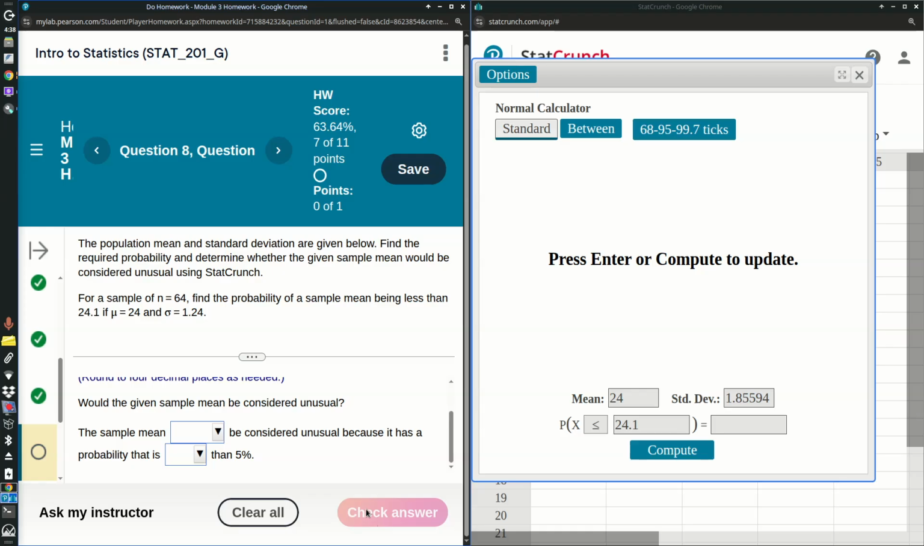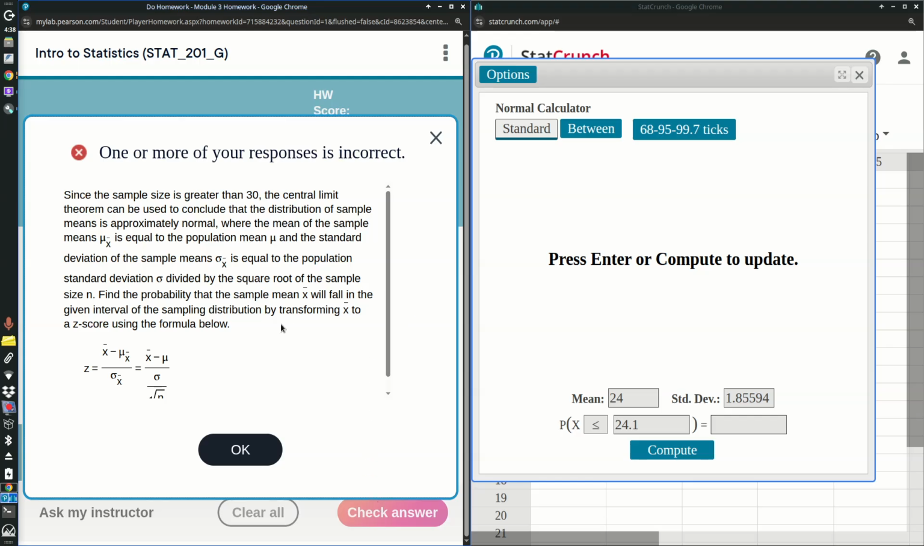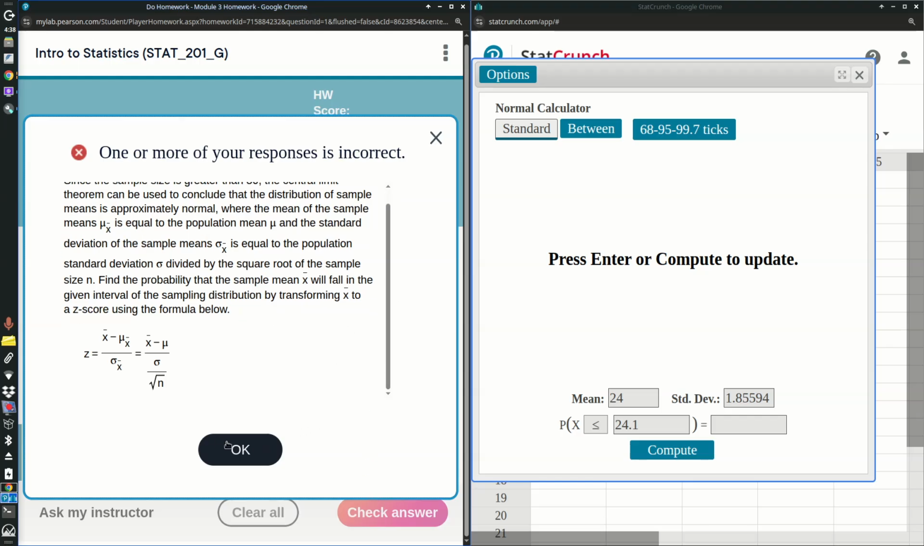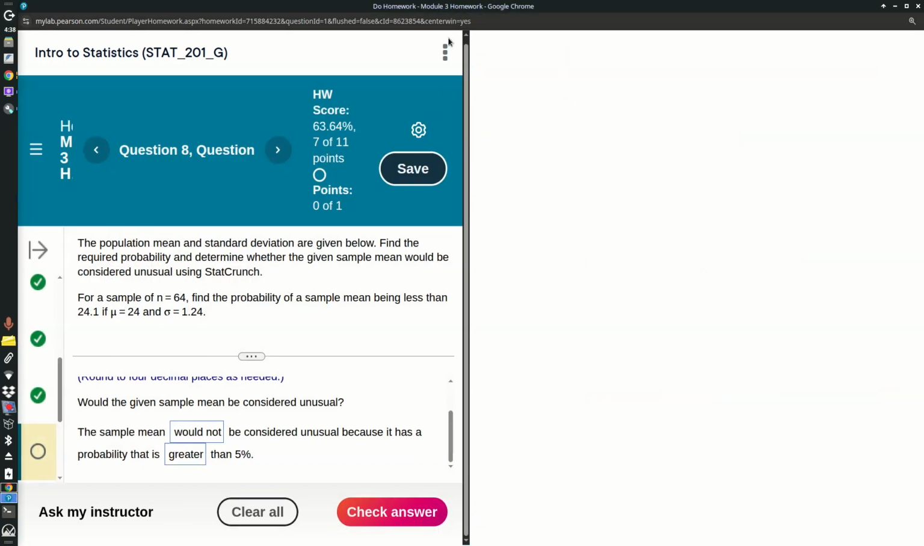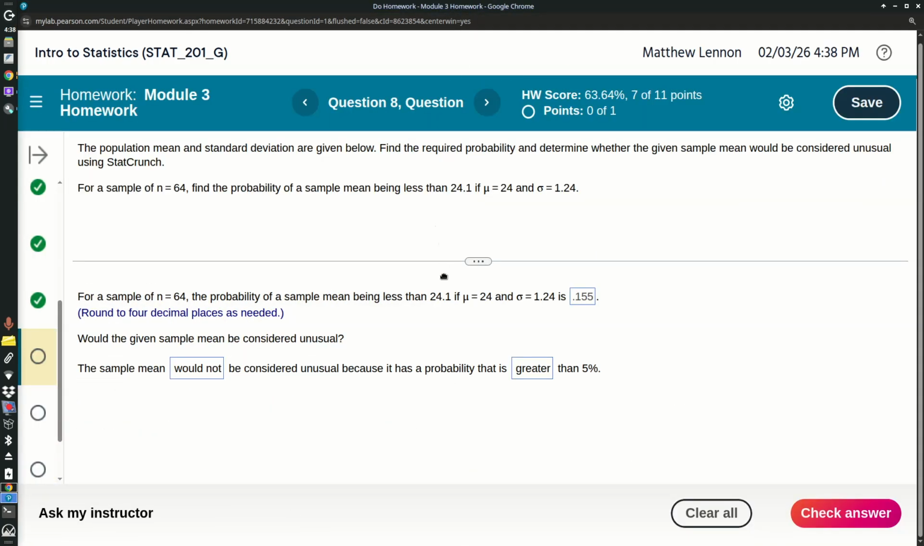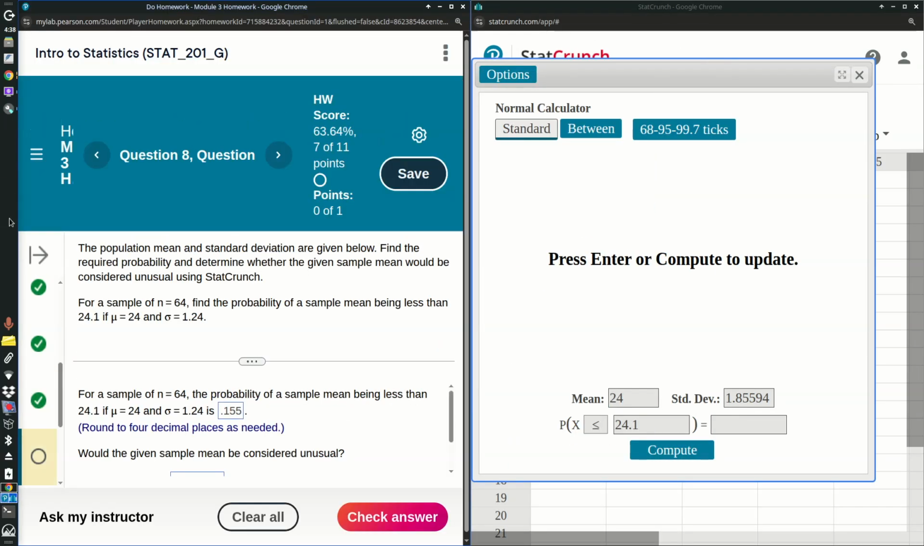So I have to answer everything before it gives me the opportunity to check answer. The sample mean, I would say would not be considered unusual because it has a probability that is bigger than 5%. So less than 5% would be unusual. Larger would not be an unusual event. Oh, why is it telling me something about a z-score? Square root of n. Let me give this a quick read through. Find the required probability and determine whether it would give unusual. For a sample of 64, less than 24.1, mu is 24.